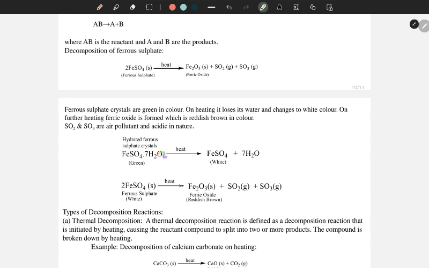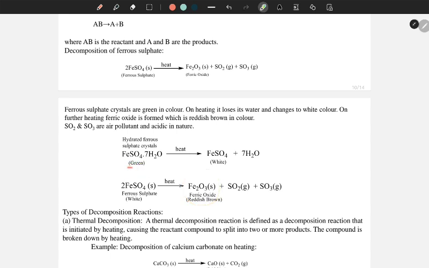So hydrated ferrous sulfate is green in color. When we give heat to this hydrated ferrous sulfate, first it gets converted to ferrous sulfate and water. Ferrous sulfate is white in color. Then when we further heat the ferrous sulfate, we get ferric oxide, sulfur dioxide gas and sulfur trioxide gas. So white ferrous sulfate changes to reddish brown ferric oxide, right?